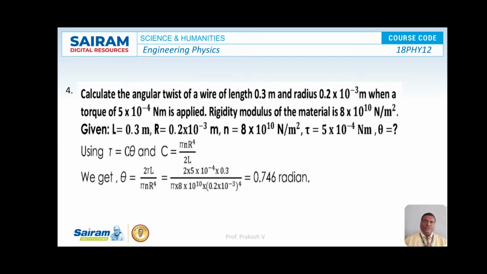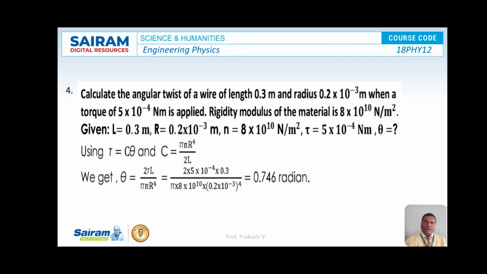Next problem is, calculate the angular twist of a wire of length 0.3 meter and of radius 0.2 into 10 to the power of minus 3 meter when a torque of 5 into 10 to the power of minus 4 Newton meter is applied. Rigidity modulus of the wire is given as 8 into 10 to the power of 10 Newton per meter square. So these were all the data given.